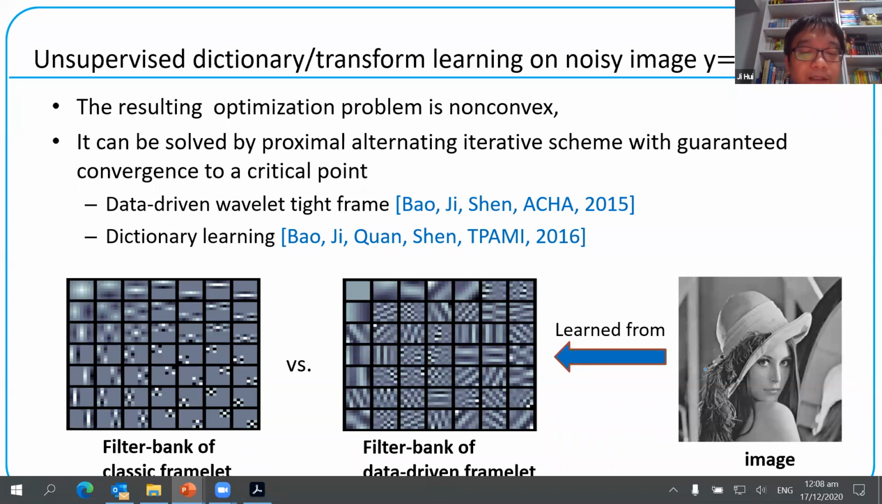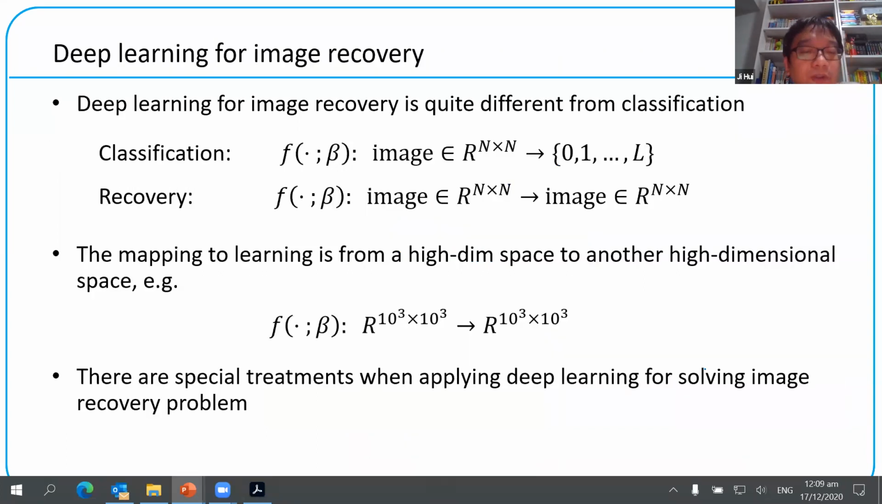Here I show you the comparison between the manually designed wavelet frame transform and the transform learned from the image shown on the right side. You can see the filter bank learned from the particular image, Lena, actually captured all those kinds of texture information of the image, in comparison to the manually designed wavelet transform. So it indeed learned the pattern from the image itself.